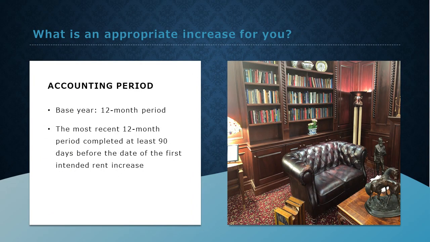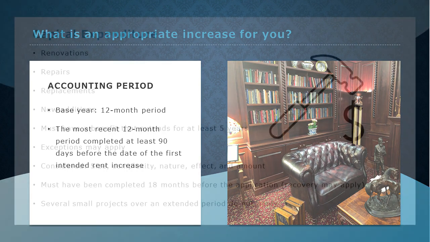But rent increases occur all the time. What number are you meant to use as a baseline when deciding what is an appropriate increase in rent? This is where the concept of the accounting period comes into play. The landlord must select a 12-month period referred to as the base year. The base year must be the most recent 12-month period completed at least 90 days before the date of the first intended rent increase. This will act as the basis of what the current rent is, and expansions of the rent will start at that amount.